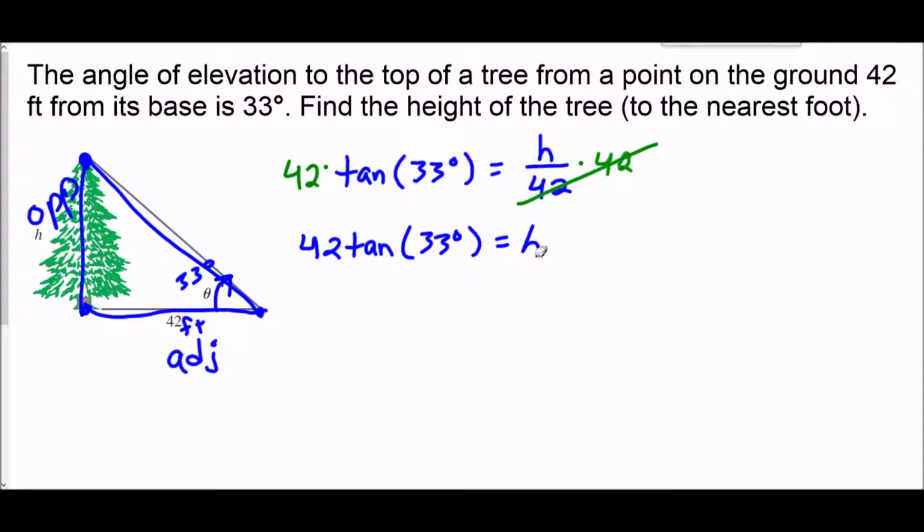All you have to do now is type that into your calculator. I'm looking for my calculator right now. So with this, again, make sure you're in degree mode. Make sure you're comfortable with using your calculator for this. When you do 42 times the tan of 33, you might have to type in the tan of 33 first and then multiply by 42. The answer you get is about 27.28. But they're saying round to the nearest foot. So we're going to say this is 27 feet. That's our final answer.